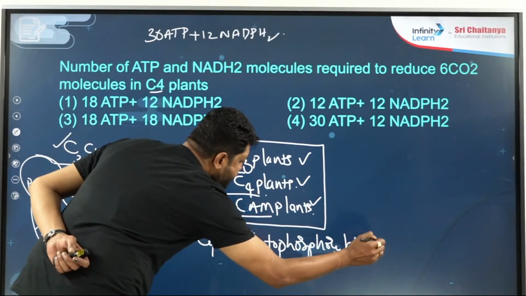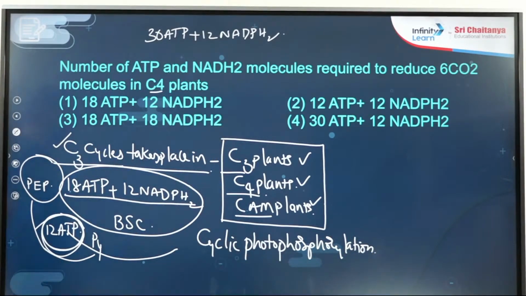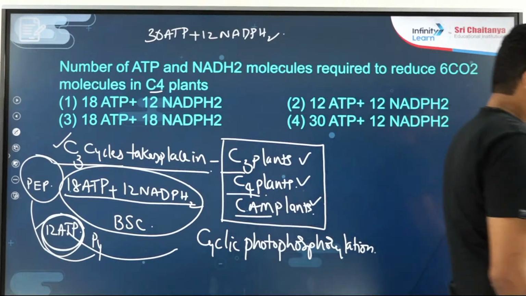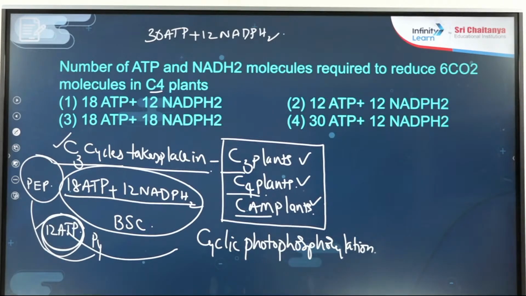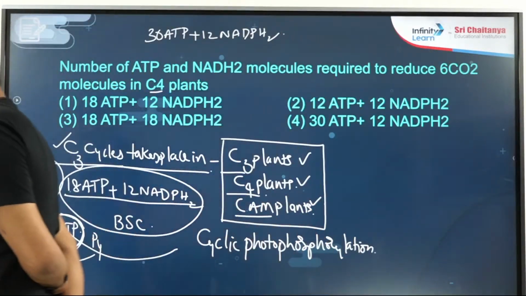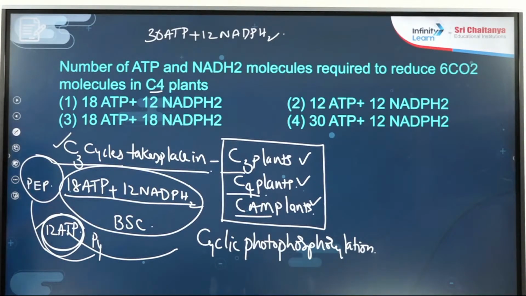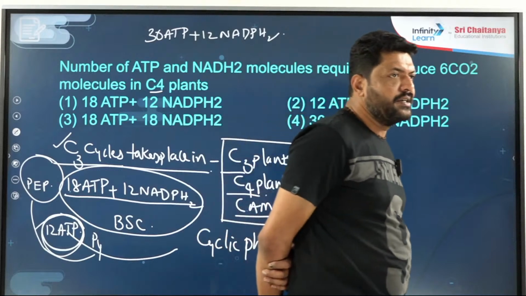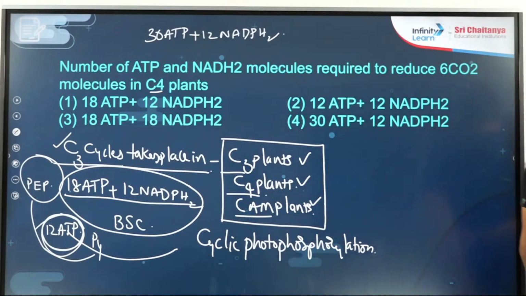Could you now understand? The question given is: additional ATP required for C4 plants in comparison with C3 plants can be synthesized from. It means that he is asking about only ATP synthesis. You can see only ATP is synthesized in cyclic photophosphorylation.